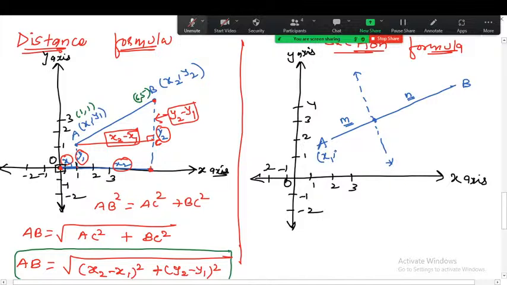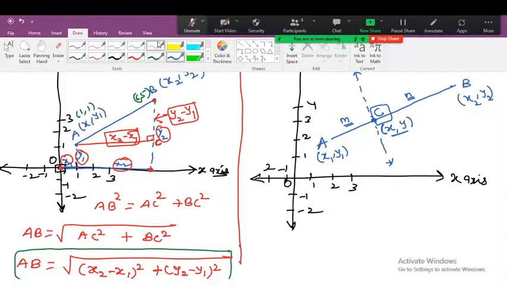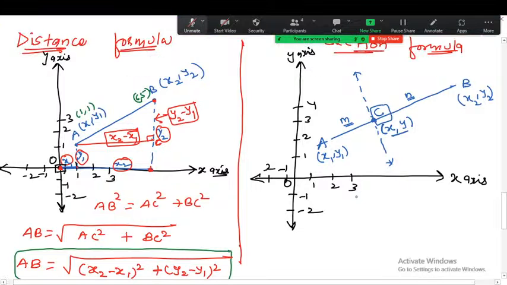Here as well, the point A is (x1, y1), B is (x2, y2), and this point C has divided it in the ratio M is to N. And the section formula, what is its utility? It will help you to specify the coordinates of this sectional point. This is the utility of the section formula. I'm not going to tell you the proof, but I want you to remember this section formula. It's so easy to remember.